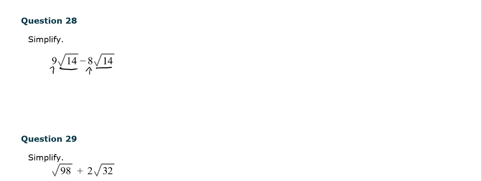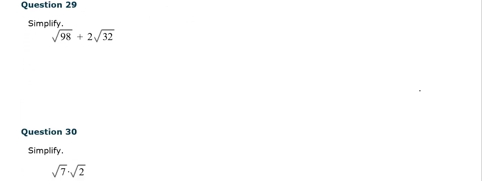Here, since they're both like, we have 9 square roots of 14 and we're taking away 8 square roots of 14. That would leave us 1 square root of 14, or just plain square root of 14. Okay, next problem. We're simplifying the square root of 98 plus 2 times the square root of 32.